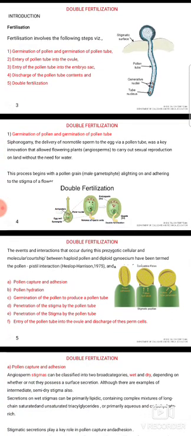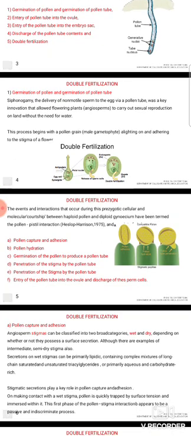Siphonogamy, the delivery of non-motile sperm to the egg via a pollen tube, was a key innovation that allowed flowering plants, that is angiosperms, to carry out sexual reproduction on land without the need for water. This process begins with a pollen grain alighting on and adhering to the stigma of a flower.